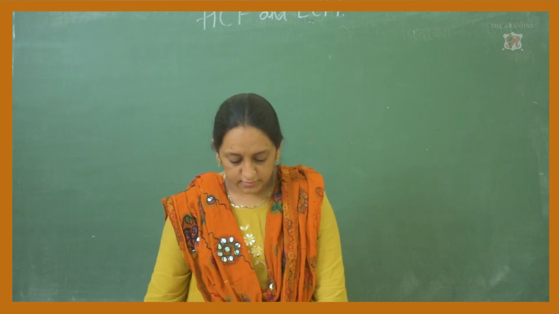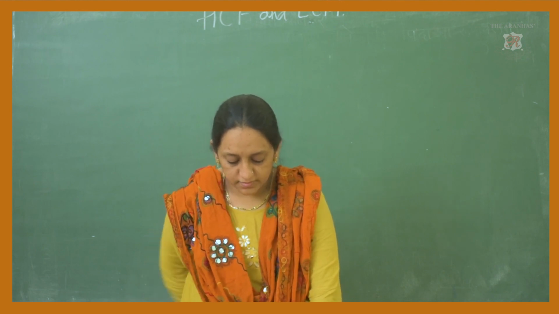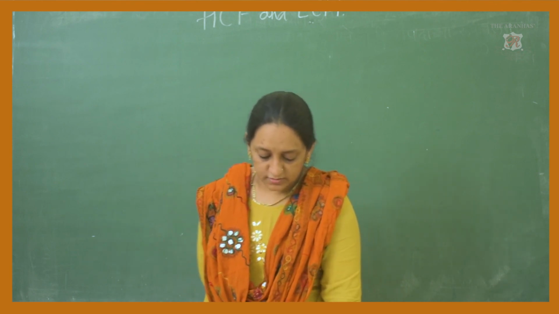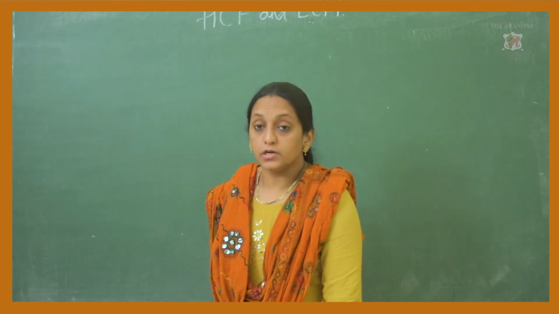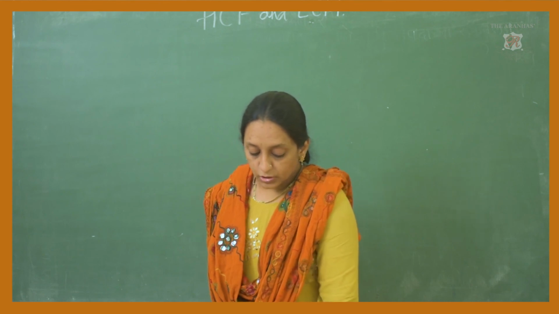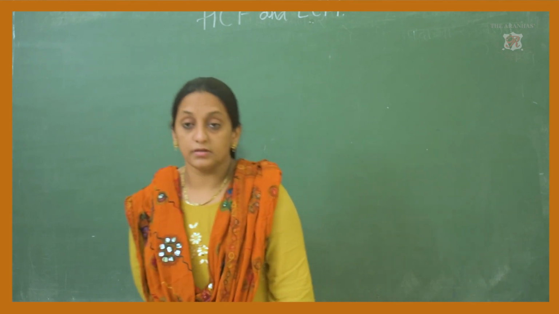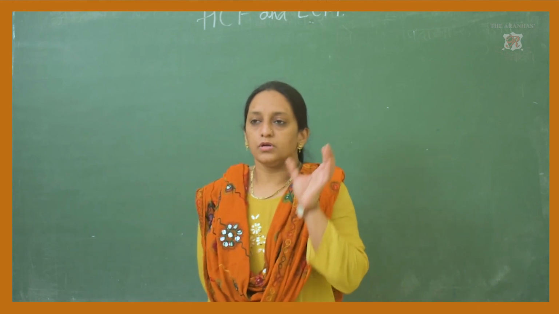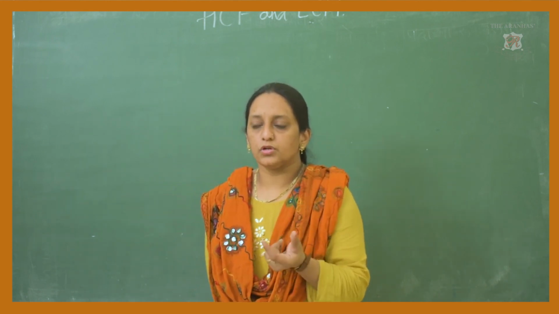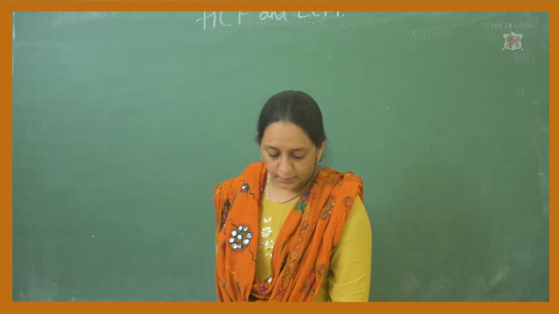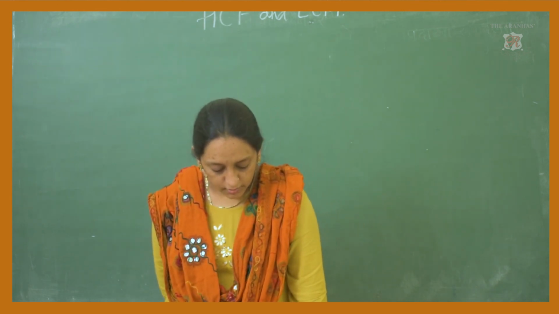The next part: LCM and HCF of two numbers are 432 and 72. If one of the two numbers is 216, what is the other number? Here you have to use the formula. The product of two numbers equals HCF multiplied by LCM. Learn this and keep it in your mind. Two numbers will be given to you. The product of two numbers is equal to HCF and LCM multiplied. Then you get the answer.